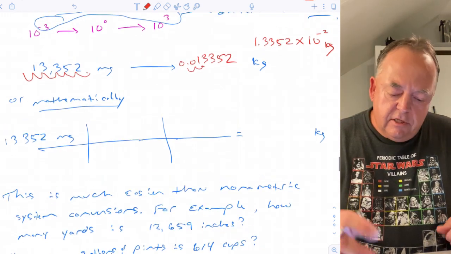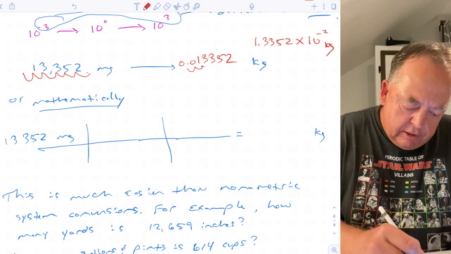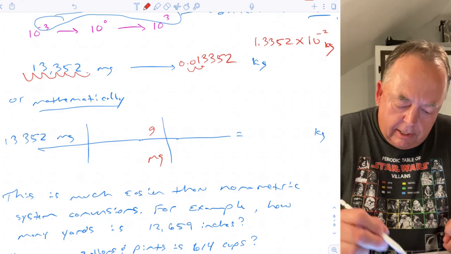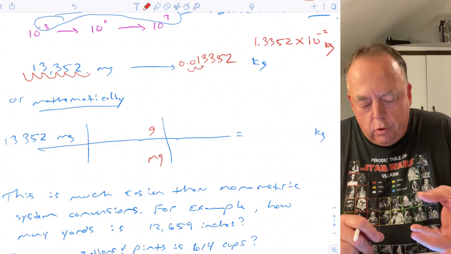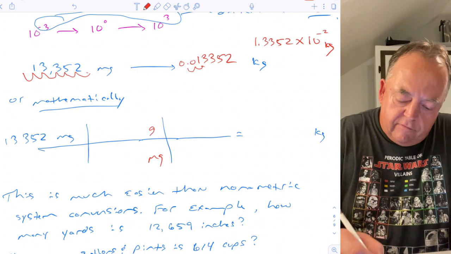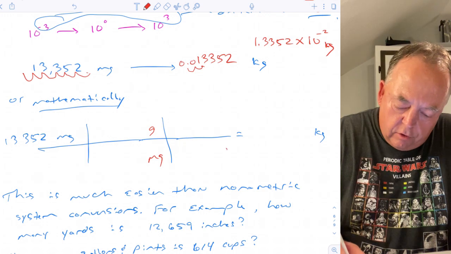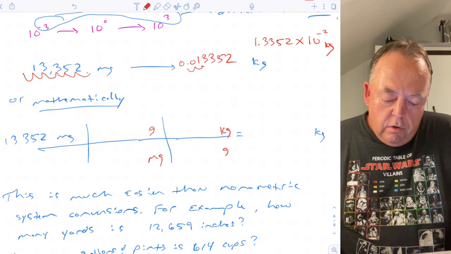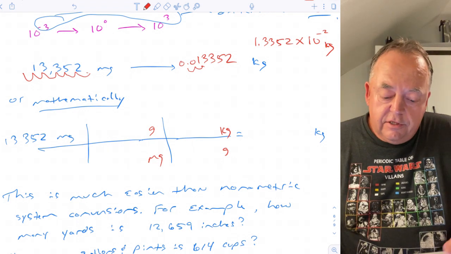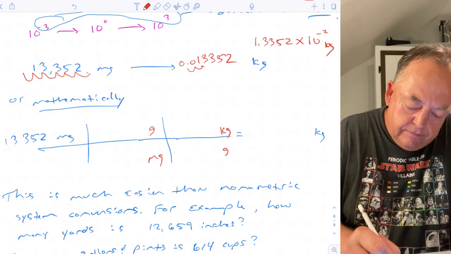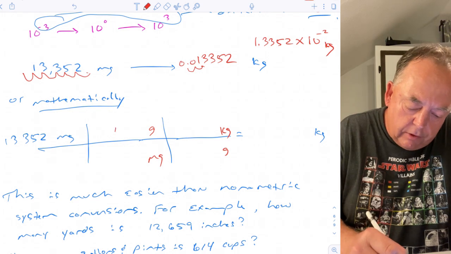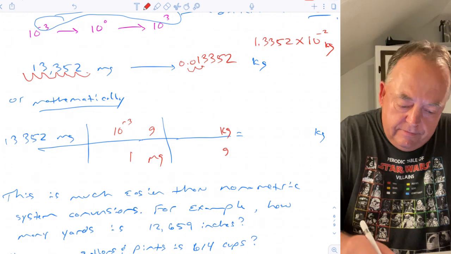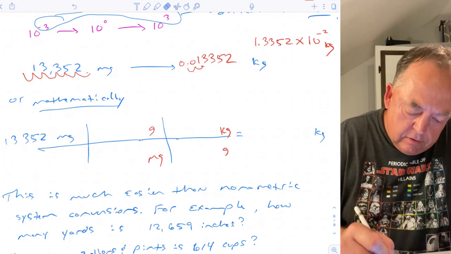Okay, or again, if we did this mathematically, since milligrams are on top, then we need milligrams here. And again, I always like to convert to where there's no prefix. So I would convert to grams, and then once I have it in grams, I would convert grams to kilograms. And then you just have to know which number goes in front of each of these. So milli is 10 to the minus 3, right? So there's 10 to the minus 3 grams in 1 milligram.